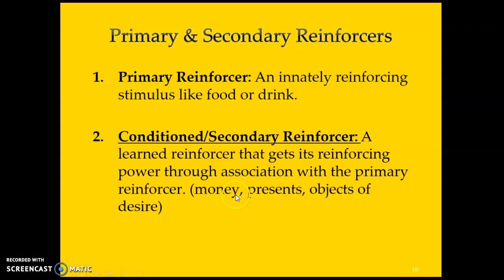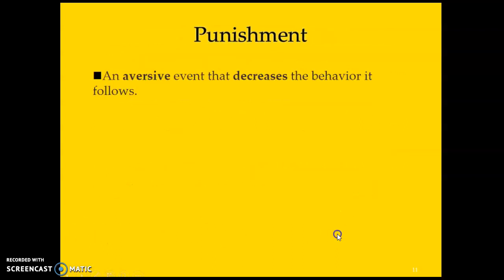Money, presents, objects of desire, we learn that those are desirable, but we also first learn that money becomes important because it can help us purchase food and drink. So these are stuff you're born with that young kids really like. As we get older, our rewards change. Why? Our experience changes. So punishment, here we have that aversive event that decreases the behavior.